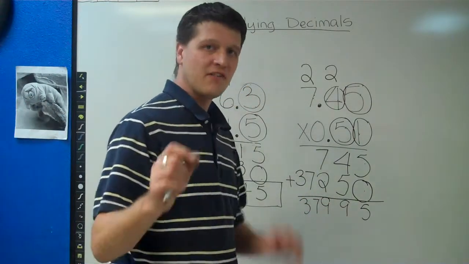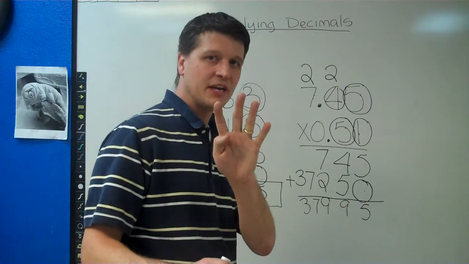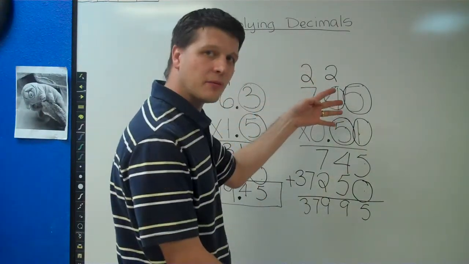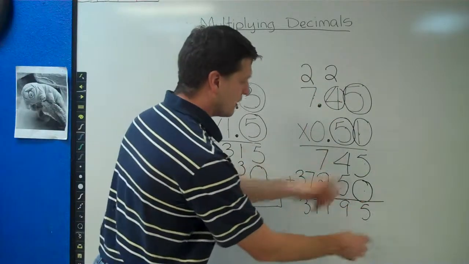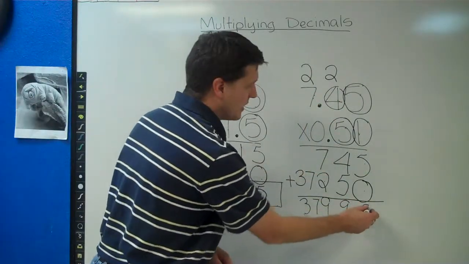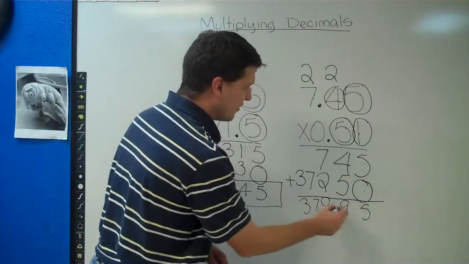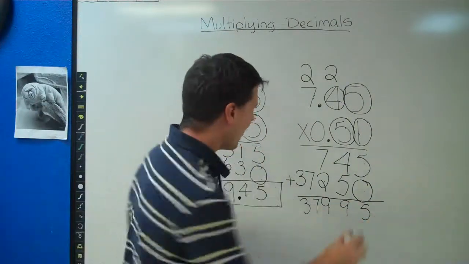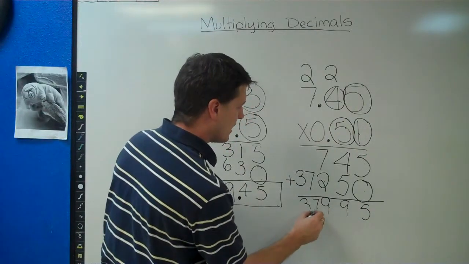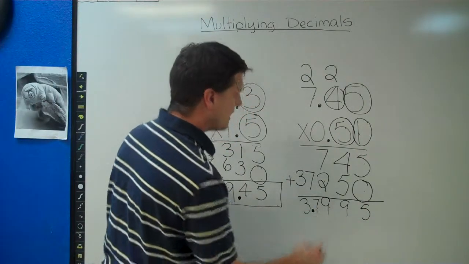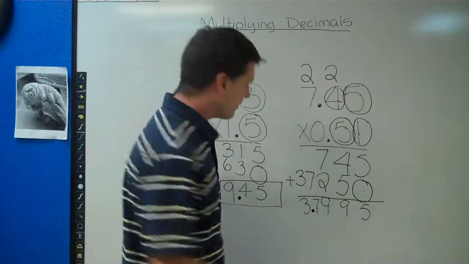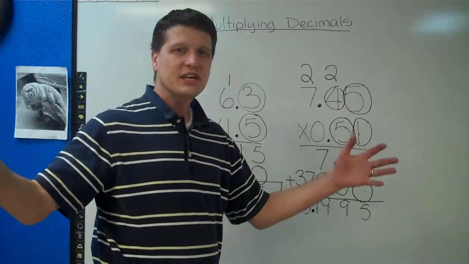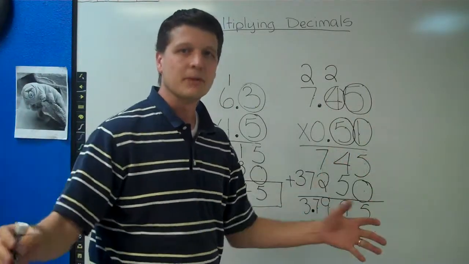Now we're supposed to have 4 numbers behind the decimal in our answer because we have 4 numbers behind the decimal in our problem. So we're going to start here. We're going to go 1 number behind the decimal, 2 numbers behind the decimal, 3 numbers behind the decimal, and ta-da! 4 numbers behind the decimal. And we're going to put our decimal point there, and we get the grand old number of 3.7995. See, multiplying decimals is simple.